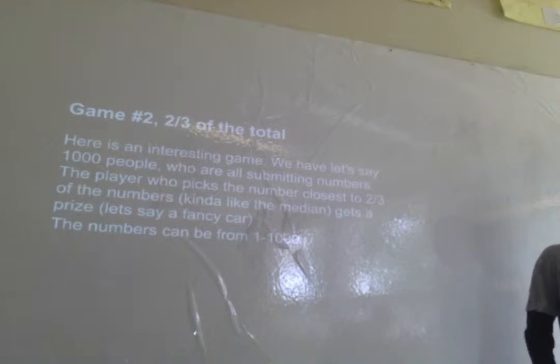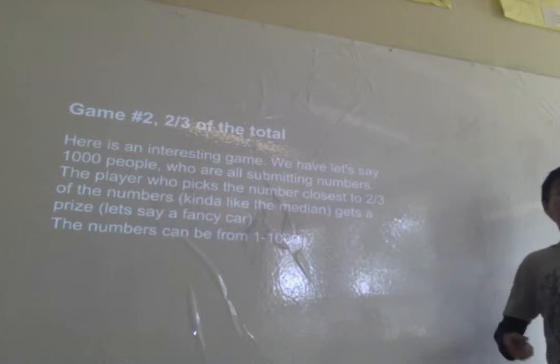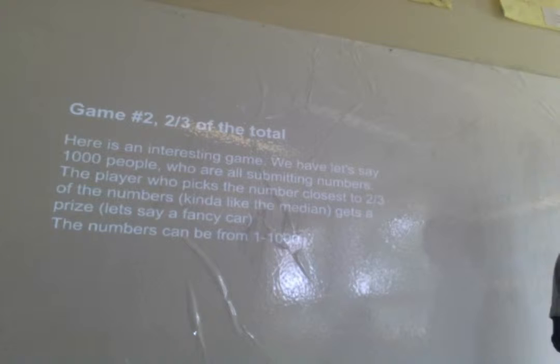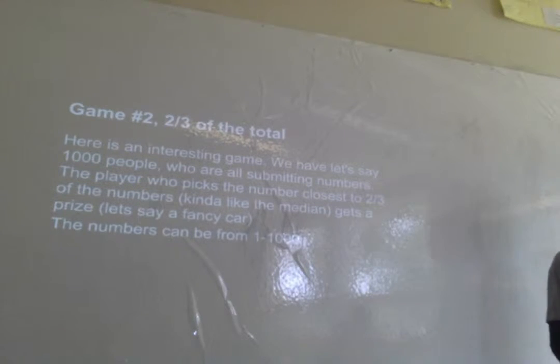Alright, so now we have our second game: 2/3 of the average. We have, let's say, 1,000 people, random people all across the world. They just got picked by phone, email, and each person submits a number. The person who picks the number closest to two thirds of the average gets a prize. Millions of dollars, fancy car, vacation to the Caribbean, something like that. And the range of numbers is from 0 to 1,000, including 0.